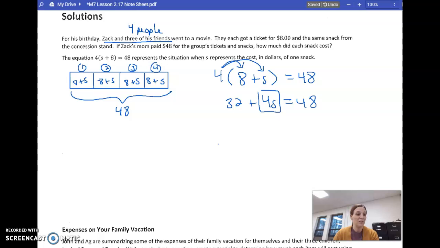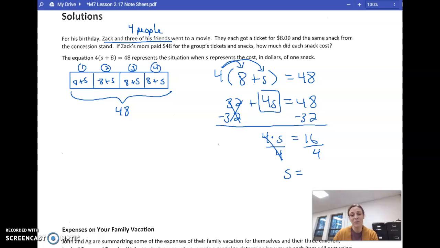So we do that by getting rid of this 32 to start. Since it's a positive 32, I'm going to combine it with a negative 32. Whatever I do to one side of the equal sign, I have to do to the other, just like the one-step equations you've solved in the past. That gives me 0. I am left with 4 times s equals 48 minus 32, which is 16. And this is 4 times s, so we undo multiplying with dividing. Whatever I do to one side, I do to the other. These are problems you've done before. 4 divided by 4 is 1s, and 16 divided by 4 is 4. So how much did each snack cost? $4.